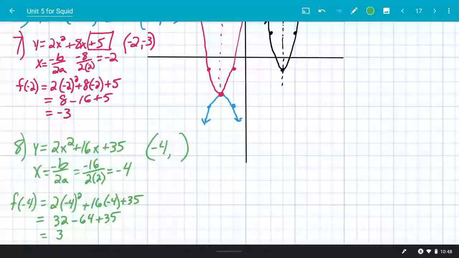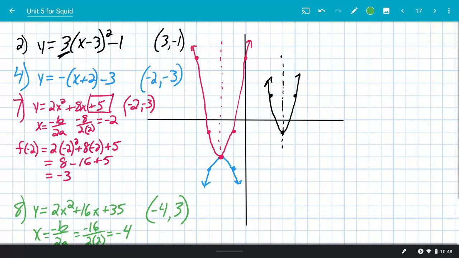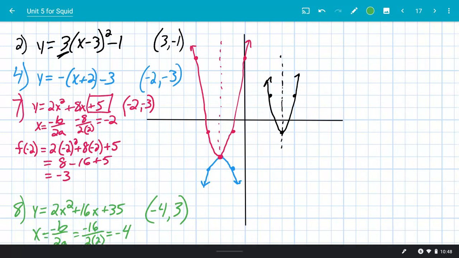Yeah, 67 minus 64 is a positive 3. So my vertex then is negative 4, 3. Negative 4, 1, 2, 3, 4. 1, 2, 3 is right there. Negative 4, 3.